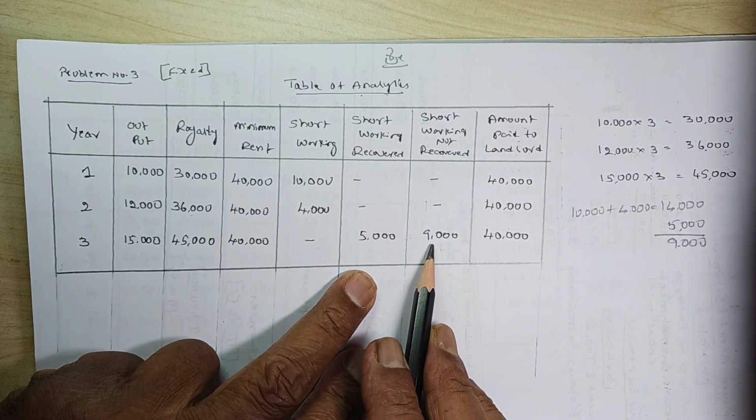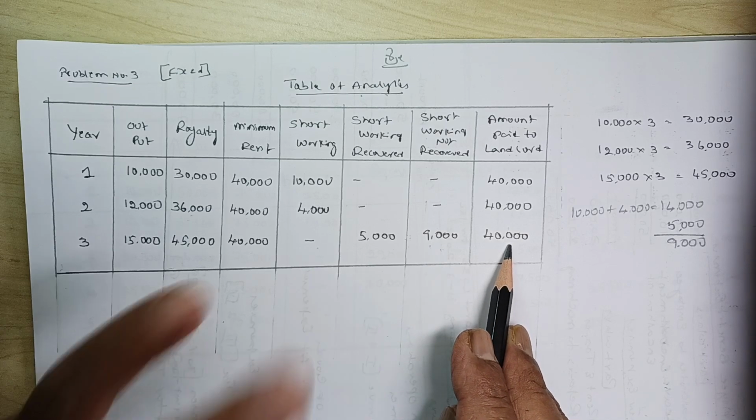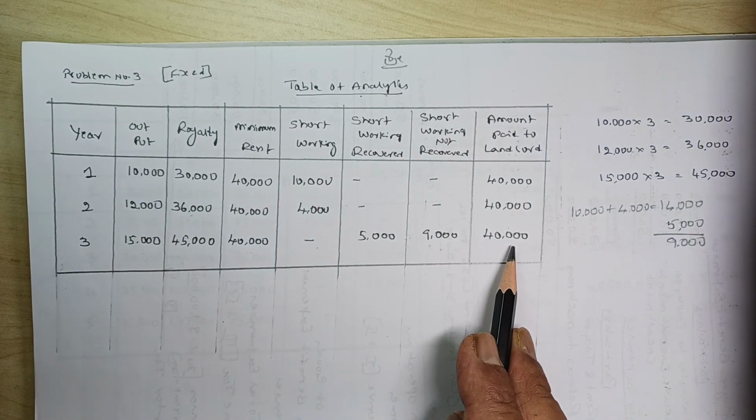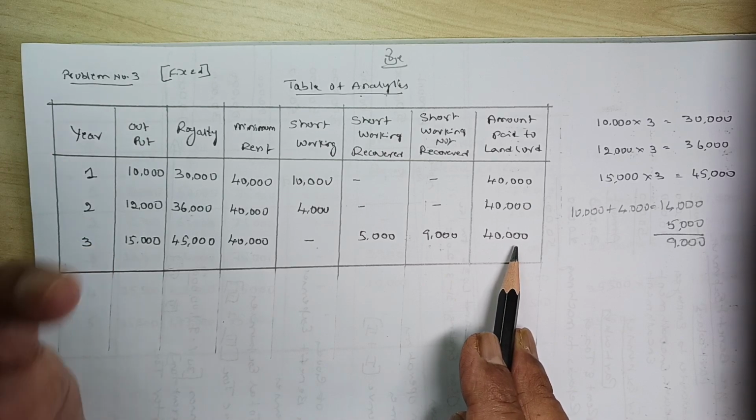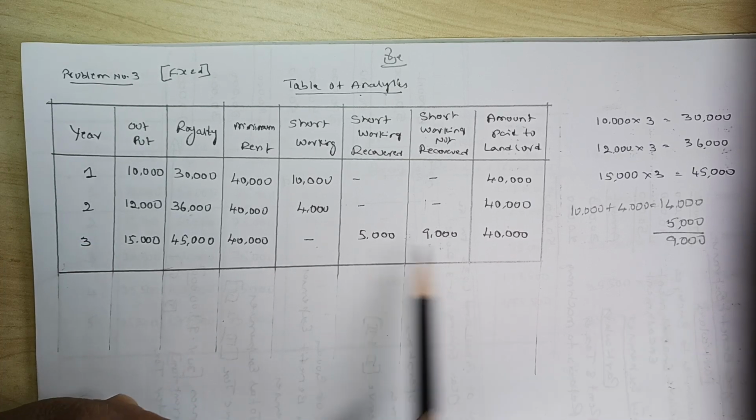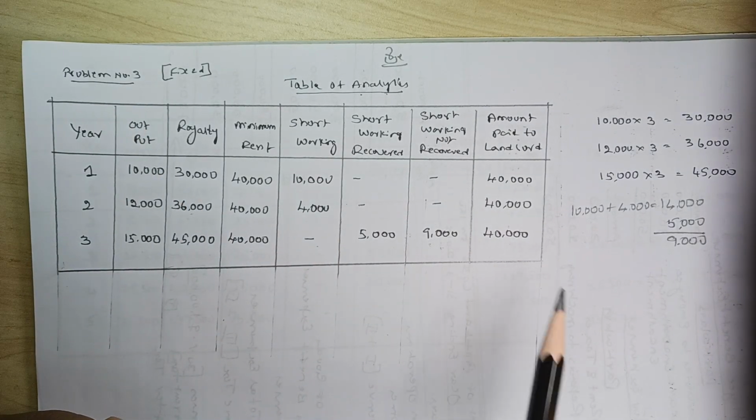That means ultimately it goes to profit and loss account, and the amount payable to landlord is how much actually? 40,000. I hope students you have understood the short working recouped in the fixed period. All these 3 problems relate to question papers only.